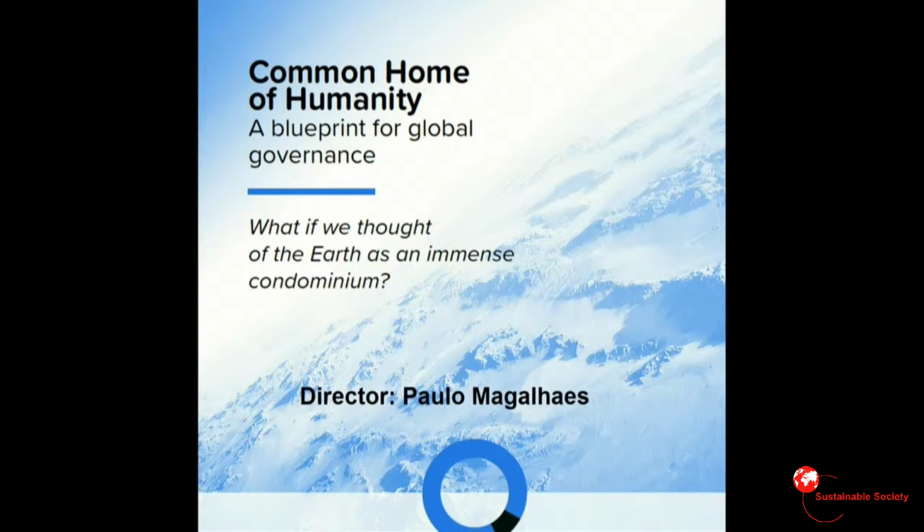What if we thought of the Earth as an immense condominium? Just like a condominium in a city or an apartment block, where everyone has his own apartment, but we have a common building that we have to maintain. It's just like that on Earth. We all have our individual countries that we live in, our individual cities, but we share a common home, and that is a well-functioning planet Earth.